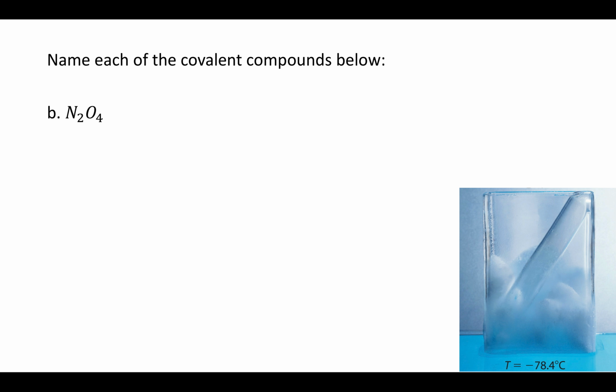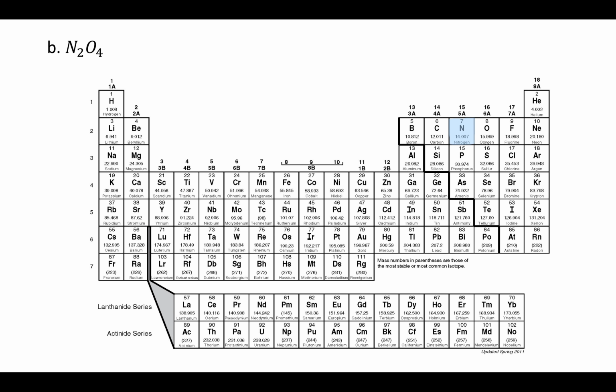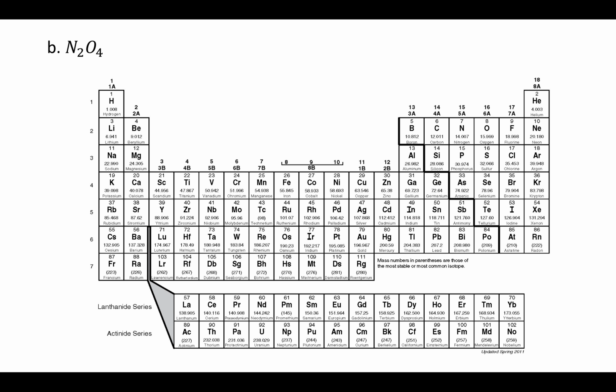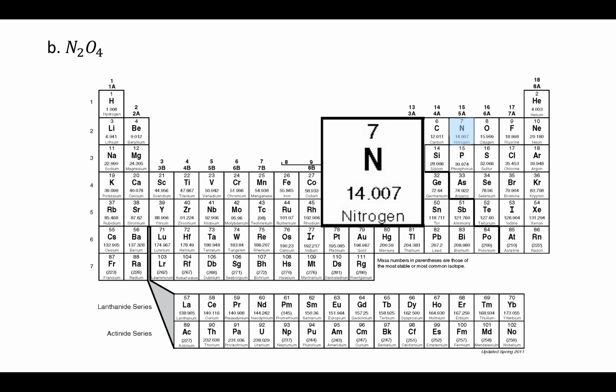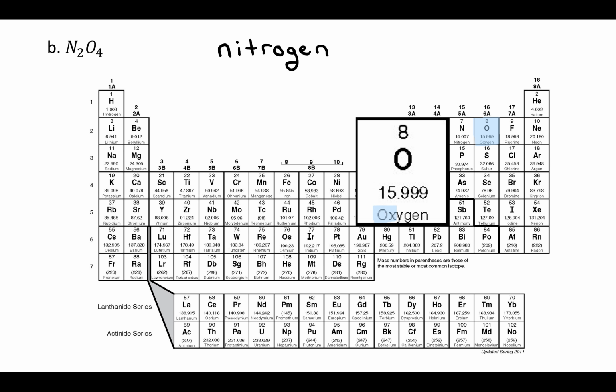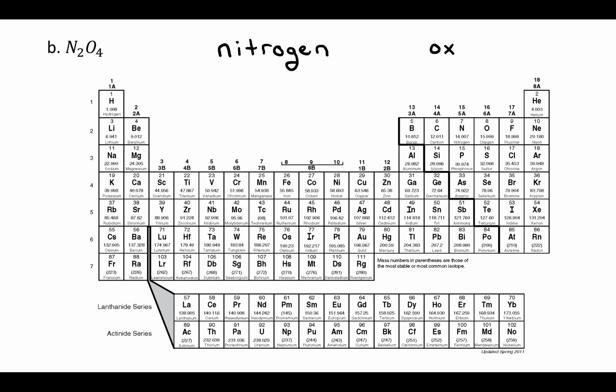How about this, N2O4? First, nitrogen is to the right of that zigzag line, oxygen is to the right of that zigzag line, so we're dealing with two nonmetals, so we have a covalent compound. To name a covalent compound, take the first element, here that's N, nitrogen, and name it exactly as it is on the periodic table, so nitrogen. For the second element, take just the first syllable, so O is oxygen, the first syllable of that is ox, and add the ending IDE to show that these two elements are sticking together in a compound.